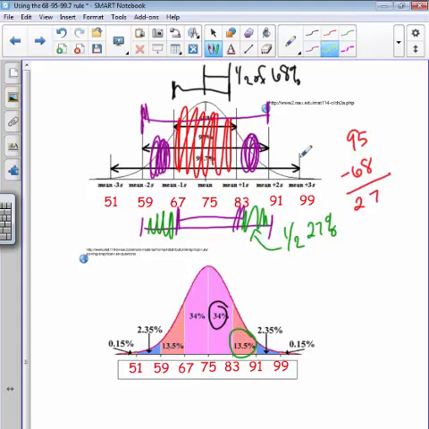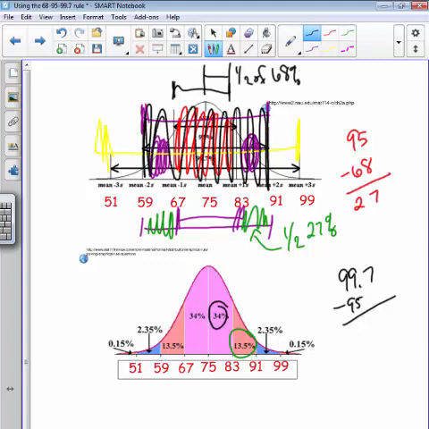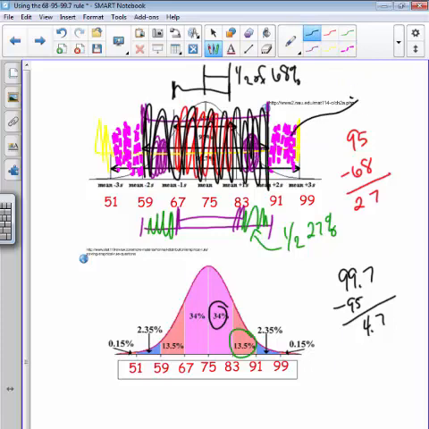If I go further with this, between 99 and 51, so that's 3 standard deviations forward and 3 standard deviations back, I have 99.7% of the data. If I take the 99.7 and get rid of the 95% in here, that leaves me with 4.7% of the data. That means 4.7% of the data is over here and over here. That tells me if I just wanted to look at this portion, I would have half of 4.7%. Half of 4.7% is 2.35. By the same logic, on this side, we have 2.35%.